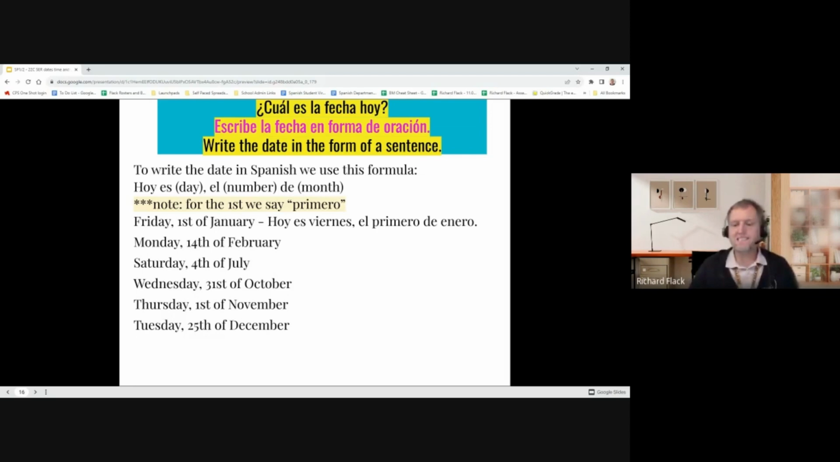So to talk about dates, we use the formula hoy es, today is, and then you're going to say the day of the week, comma, el, and then you're going to put the number, day of, and then you're going to put the month. So earlier in the packet, on the first page, we had our days of the week and our months.